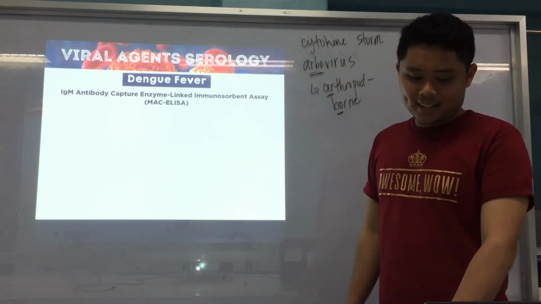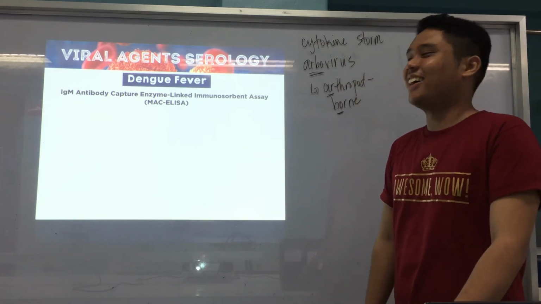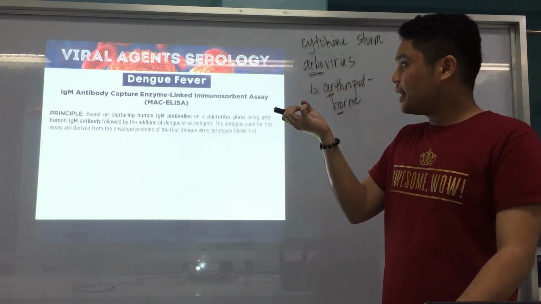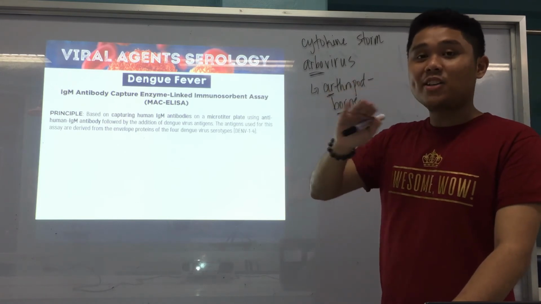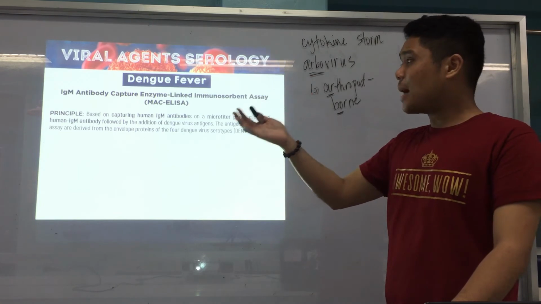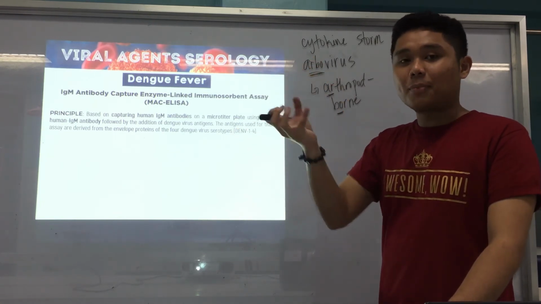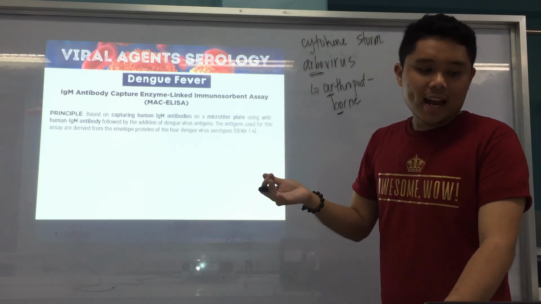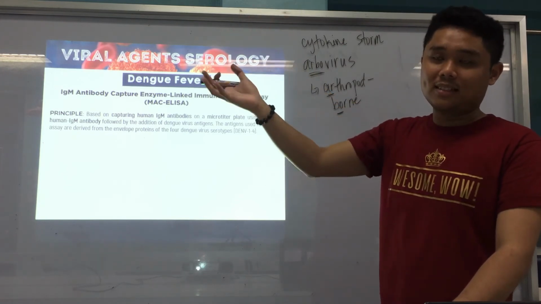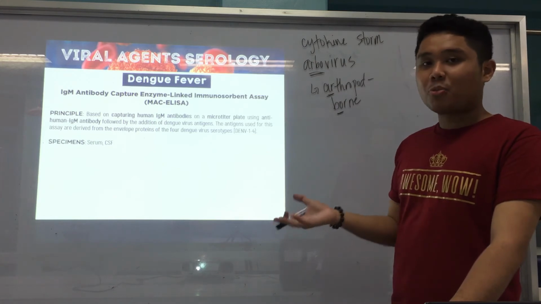Your MAC ELISA. Our principle is, of course, in the name itself. On a microtiter plate, you have antibodies attached to it, and it captures the human IgM antibody. After it captures the antibody against dengue, you add dengue antigens, and then you add an enzyme-labeled antibody. So it's a capture assay. The specimens will be serum or CSF.